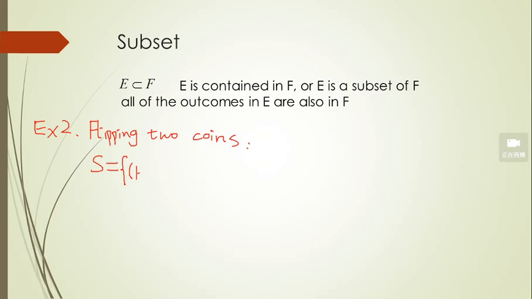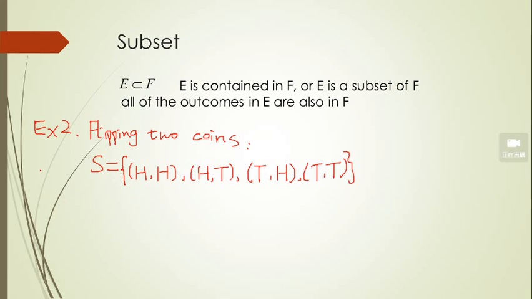We have both heads, the first one is head, second one is tails, HT in parentheses, and the first one is tail, the second one is head, or double tail. We put each outcome in small parentheses, and to include all the outcomes, we use a curly bracket here.